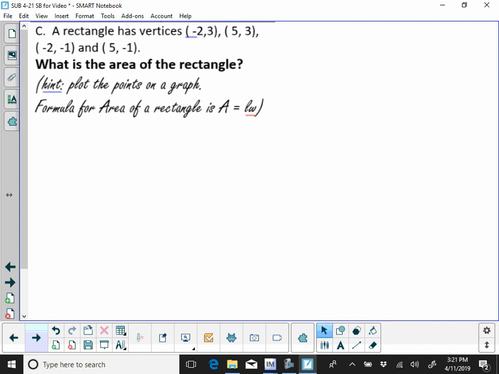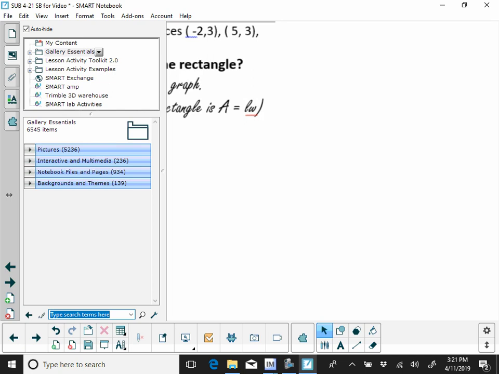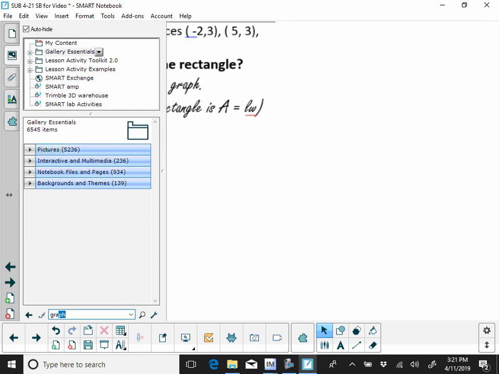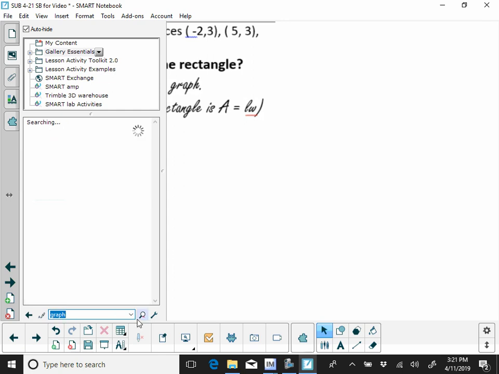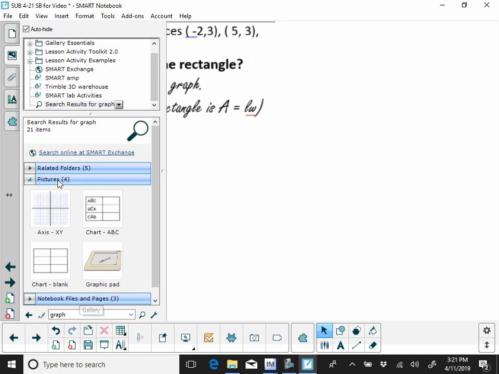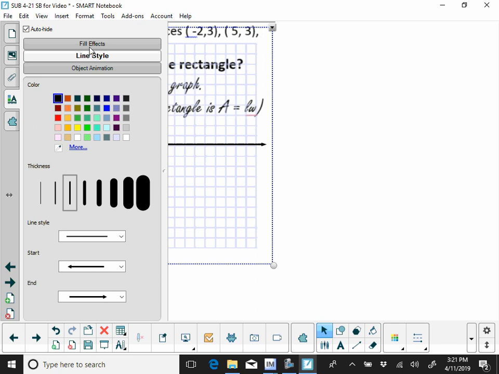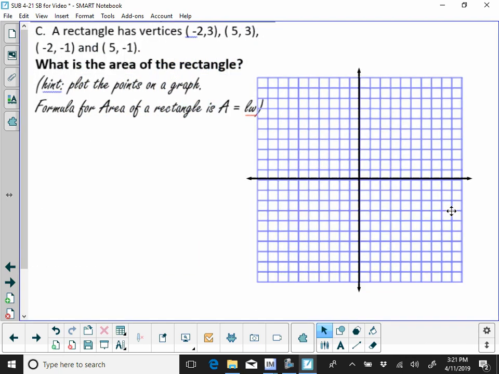All right, you're going to want to graph this. Now, I don't have one drawn up here. Let's see if I can do that real quick. Okay, so you're going to plot your points here. Okay, so I've got -2, 3. I've got 5, 3. I've got -2, -1. And I've got 5, -1.